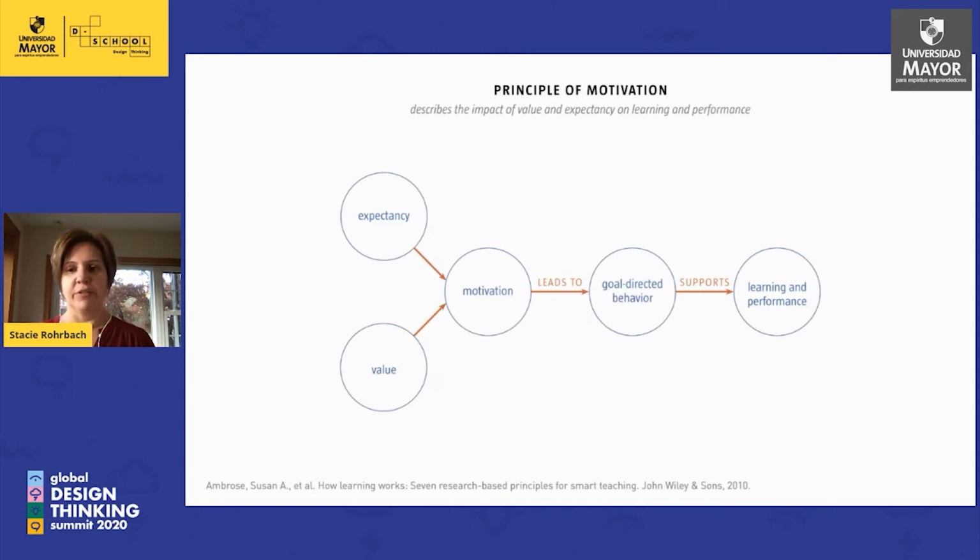Another approach that is leveraged in the course as a means of aiding the design of learning experiences focuses on a theory proposed by Susan Ambrose and her colleagues in How Learning Works: 7 Research-Based Principles for Smart Teaching. The framework explains the importance of understanding what participants expect and value in an experience. So one thing that we talk about often in design is that our motivation, the things that we value and expect to happen, may not be the same as the people for whom we're designing.